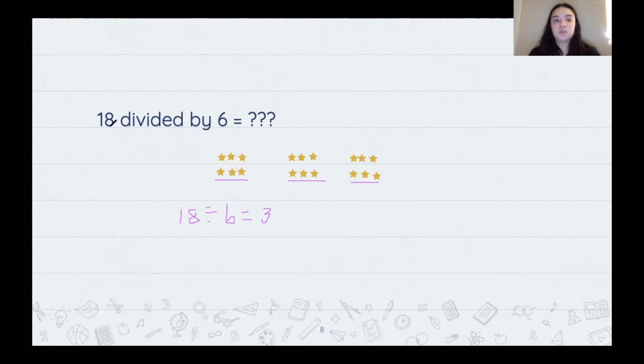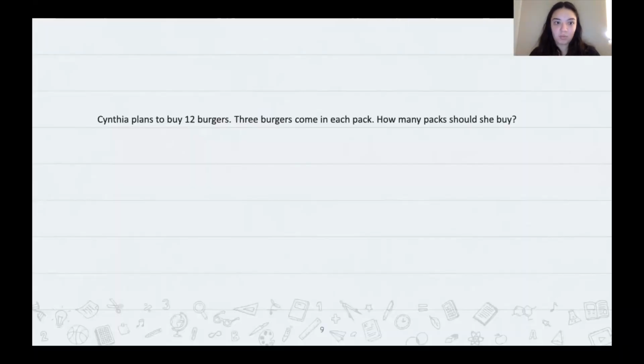And that is because we had our total number up here. They gave us the number of stars in each group, and then we just had to find our missing number, which was the number of groups that we had. There is that. Let's see what we have next. I think we have one more review problem.